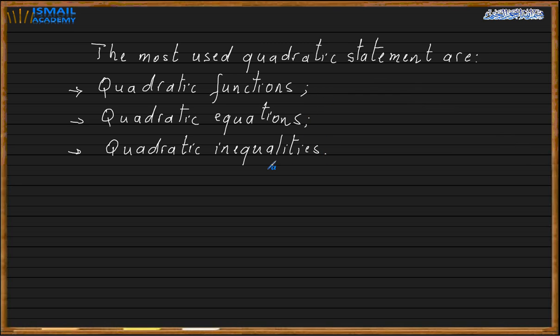But those statements share a common concept. Really they share one common concept, and that concept is called the discriminant. So we cannot talk about any of those without talking about the discriminant. And what is a discriminant? A discriminant is just a number that tells us about the quadratic statement. It's like a diagnostic about the quadratic statement.